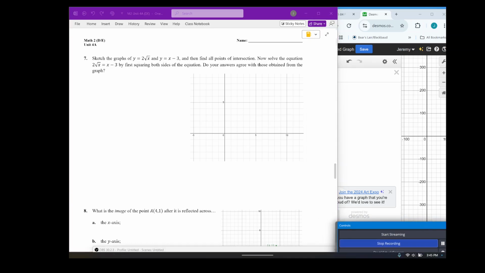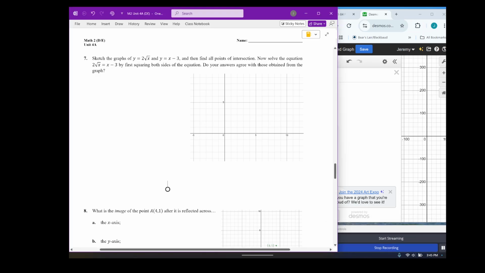Let's take a look at this homework problem number 7 from 4A. You had to sketch a couple of graphs and then find the intersection points. Then you have to do it algebraically. So first we'll just sketch the graphs.